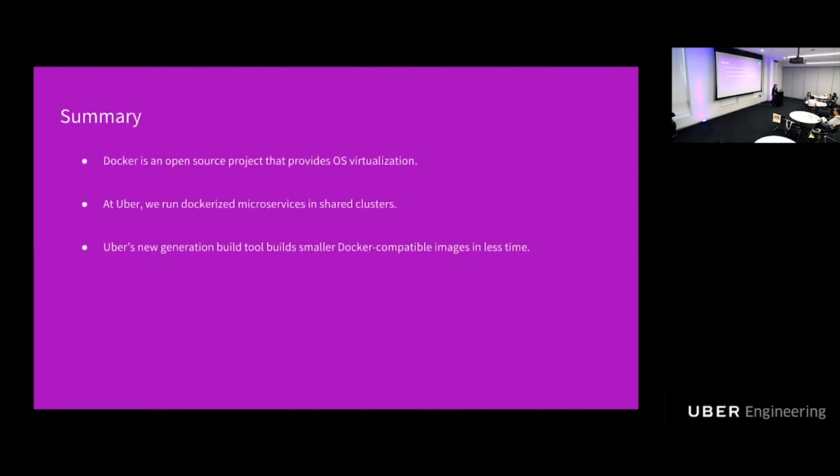So to summarize what I talked about, we talked about Docker. Docker is an open source project that provides OS level virtualization. We run Dockerized microservices in shared clusters at Uber. The old way of using Docker daemon to create images creates large artifacts, and with our new way, we're able to generate smaller Docker compatible images in less time. And finally, we experiment with a peer-to-peer network to distribute Docker images, which increases our scalability of Docker registry.